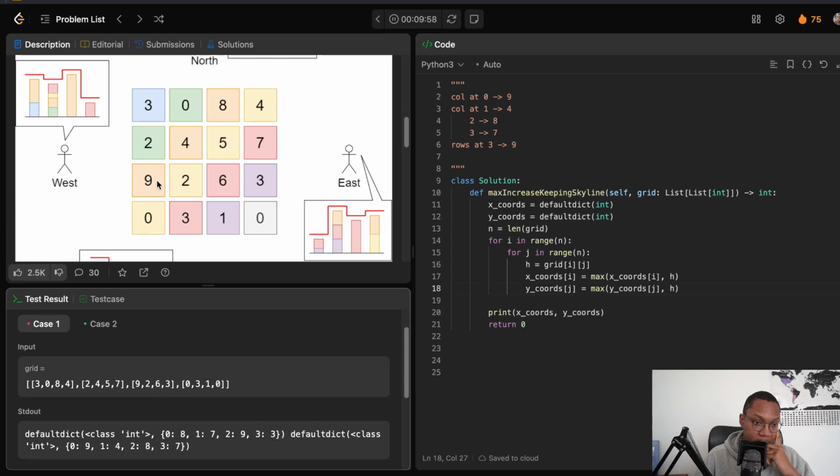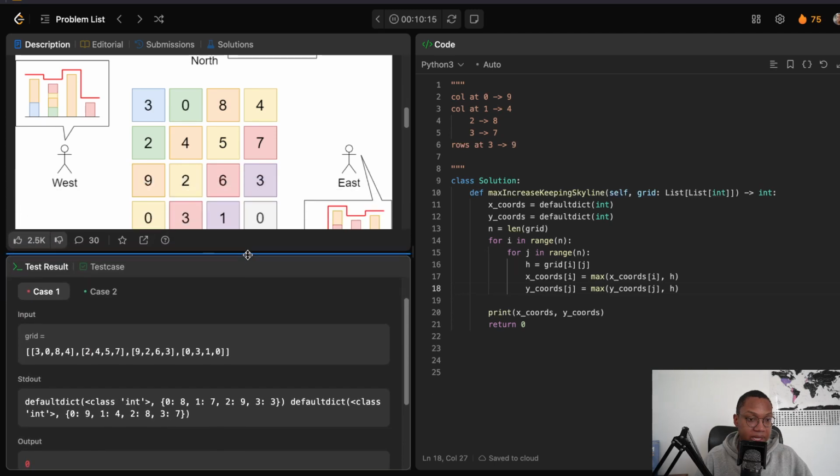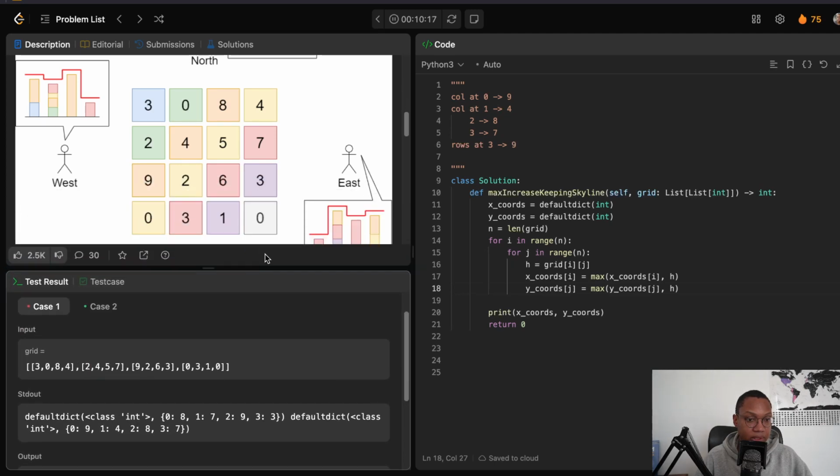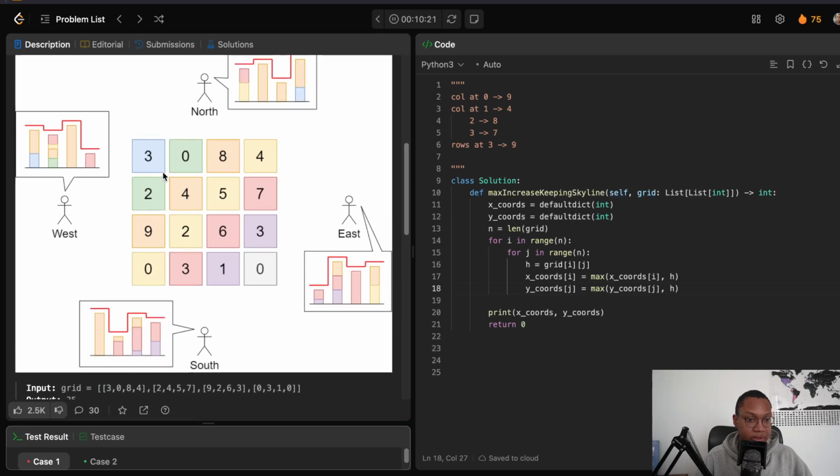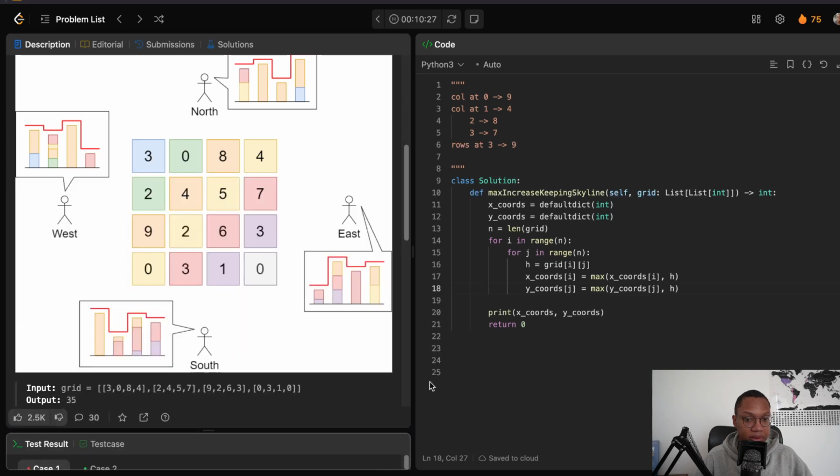So we get 9, 4, 8, 7. Cool. This kind of built it, I think. And then we get 8, 7, 9, 3. Cool. All right. So we have the max for every single one. And then now we can just go through it again and make sure that it's like the minimum of those two, I think.